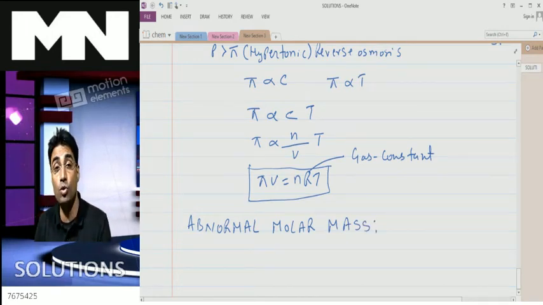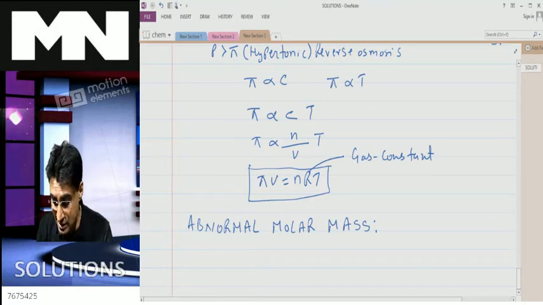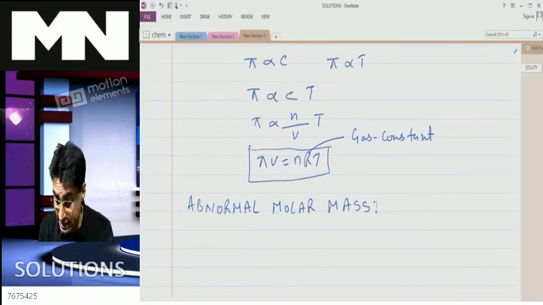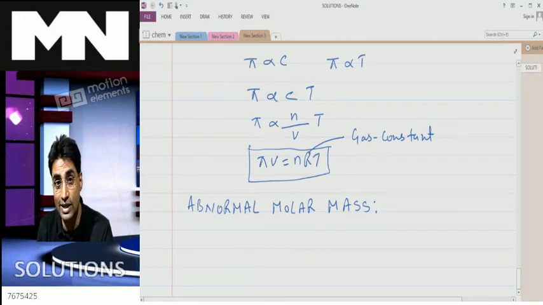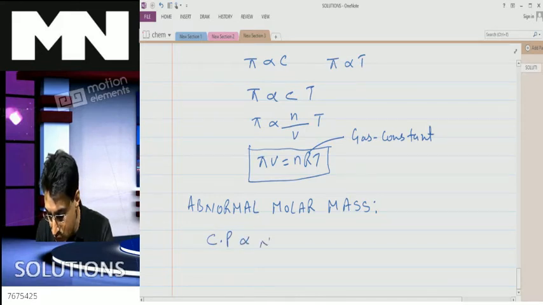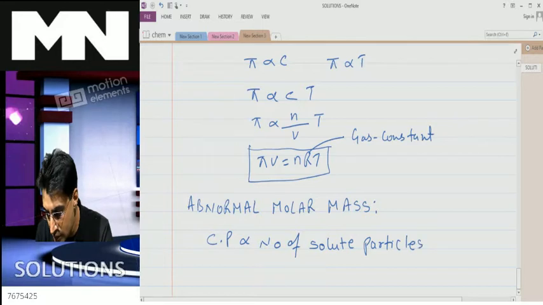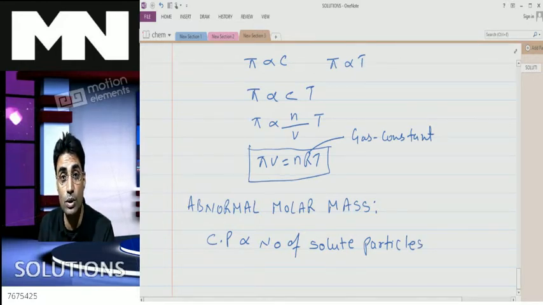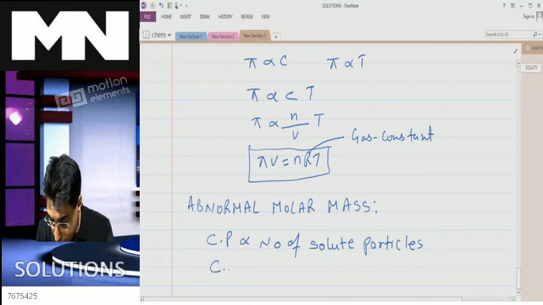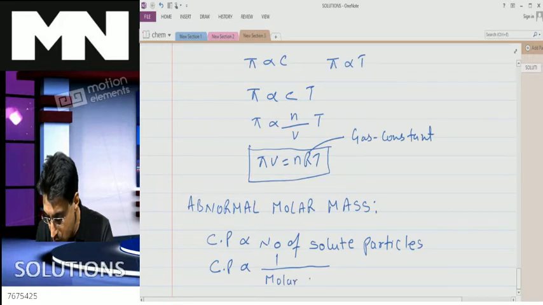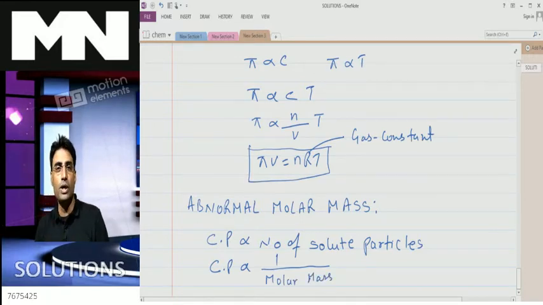When we say abnormal molar mass, what does that mean? Well, before that, I would like to recap one more thing. This we did while starting colligative properties: colligative properties are directly proportional to the number of solute particles, and they are inversely proportional to molar mass. That's why colligative properties are used to calculate the molar mass of an unknown solute.